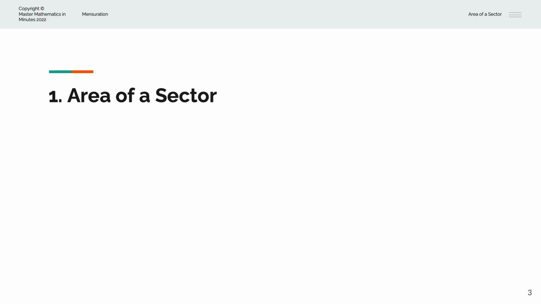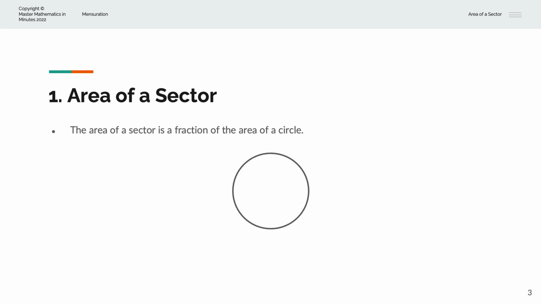So, what is the area of a sector? The area of a sector is a fraction of the area of a circle. Visually, with a circle, with the center labeled, we have a sector in red, with radius r and angle theta.